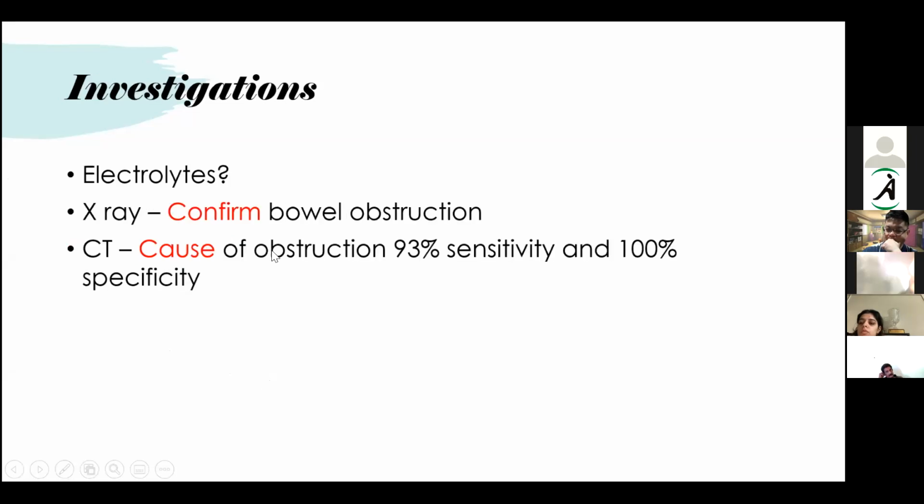So coming to the investigation. Basically in palliative care, the idea of all investigation would be, if you're doing an investigation, you should do something about it.